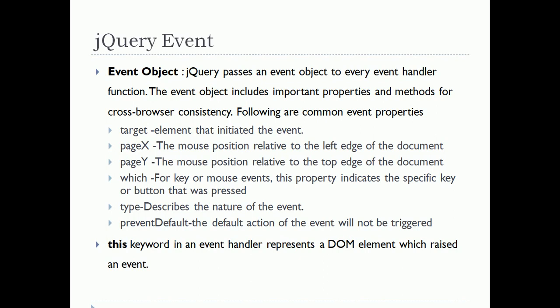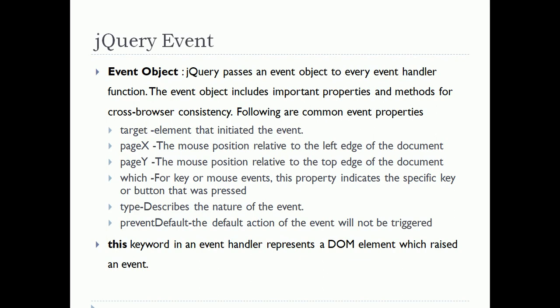preventDefault will cancel the triggered event, so the default action of the event will not be triggered. In many situations we need to cancel the event, and in that case you will use the preventDefault method. Now, we already studied the this keyword, but along with events we use it more frequently. In an event handler, it represents the DOM element which raises the event.